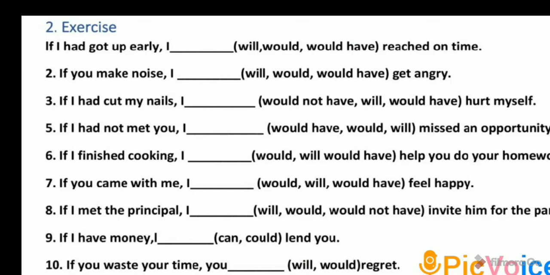Second exercise, if I had got up early, I dash reached on time. As I told you already, as soon as we see a conditional sentence, first we need to check if it is type 1, type 2 or type 3. And based on the structure difference, we can find whether a conditional sentence is type 1, type 2 or type 3. So here, if I had got up early, had plus V3 form of verb is used. So in the main clause, there will definitely be would have plus V3. So here the answer is, if I had got up early, I would have reached on time.